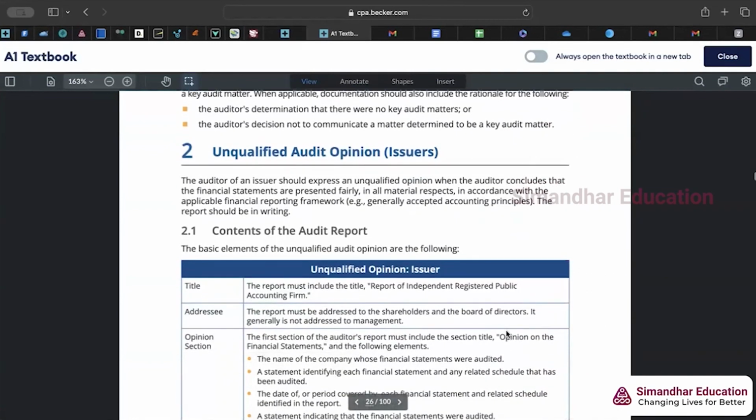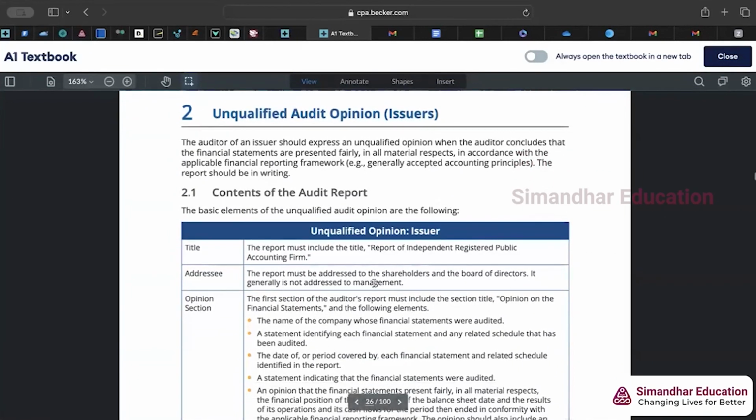Okay, let's talk about unqualified audit opinion for issuers. We've seen non-issuers. How does it change for issuers? Your title here is Report of Independent Registered Public Accounting Firm. There your title was Independent Auditor's Report. Every firm that needs to give an opinion on a public company needs to be registered through Form AP. It is going to come in the next page.